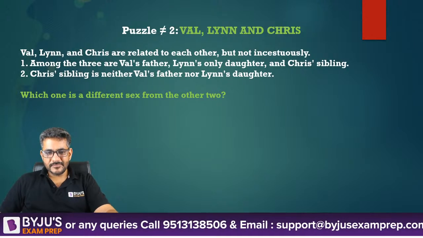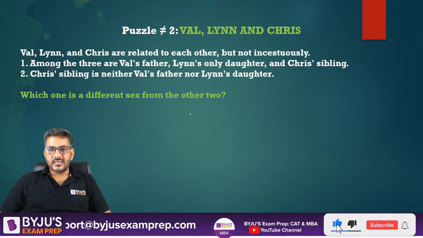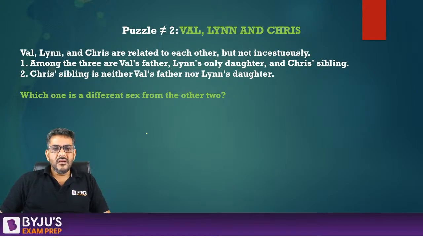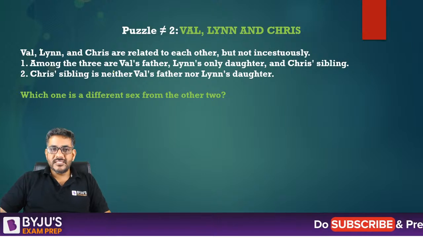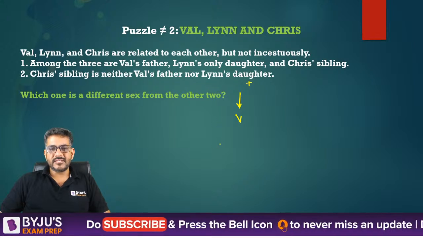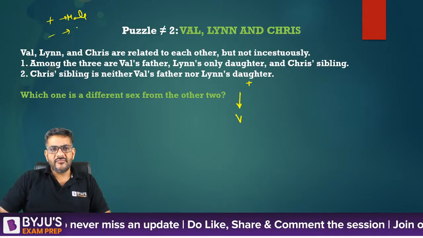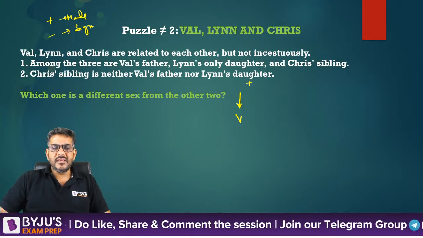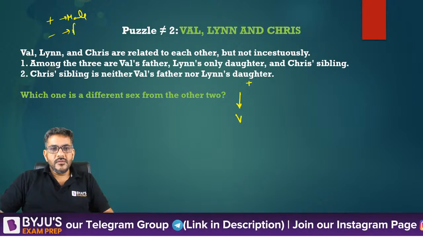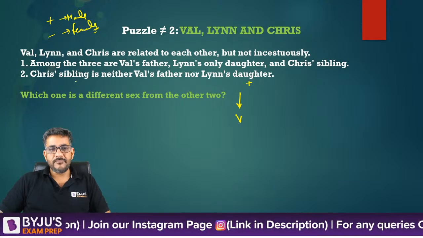Okay. Let's start. Well, Lynn and Chris are related to each other but not incestuously. Incestuously means that you can't have marriage in the siblings and all. Among the three are Well's father. So among these three people, we have one person who is the father of Well. So I would be writing like this. I'm just using plus sign for a male and I'm using minus sign for a female, right? Do not take out any other meanings from these. I am just using these symbols, nothing else. Okay. So minus sign for a female, plus sign for a male, you can choose any of the symbols from your side as well.